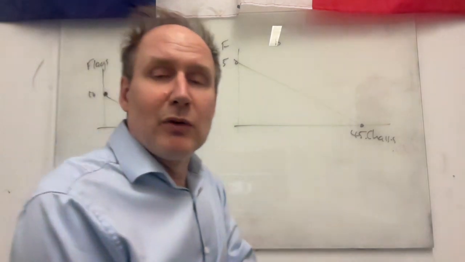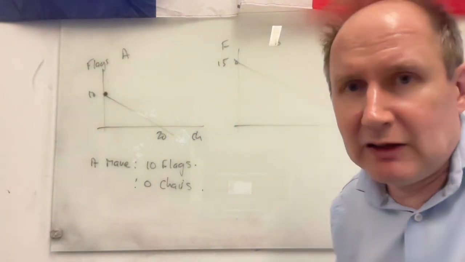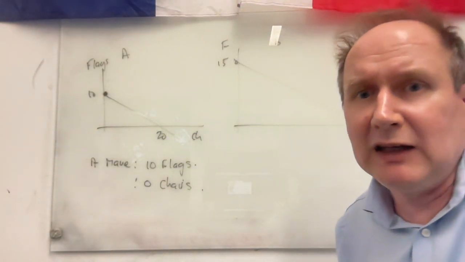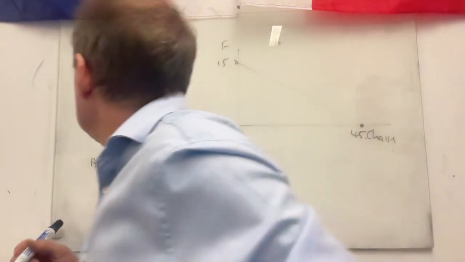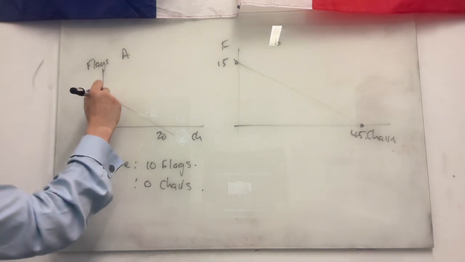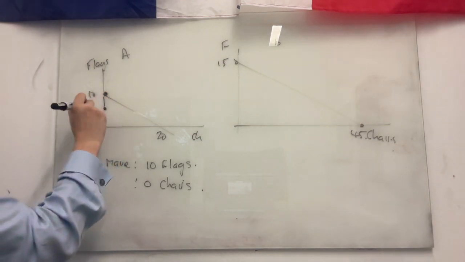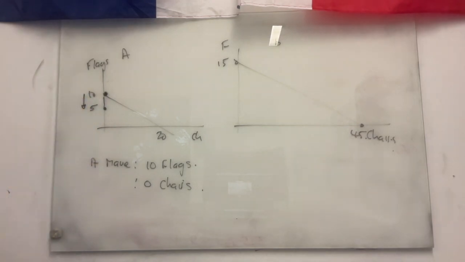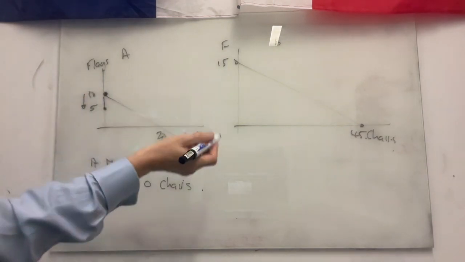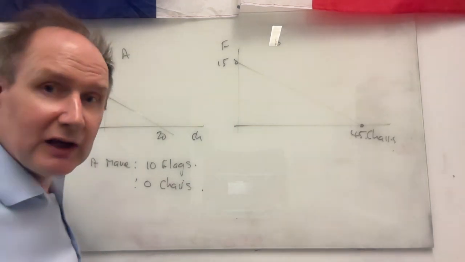And what they do is they say, well, I'm going to take some of those flags and I'm going to sell them to B. And we said that our deal was one flag for 2.5 chairs. So let's imagine that A sells 5 of its flags. So instead of having 10, they now only have 5. B is going to sell them 2.5 chairs per flag.